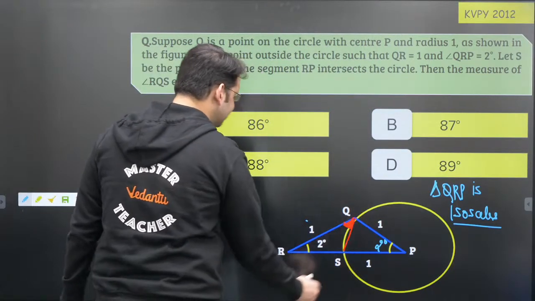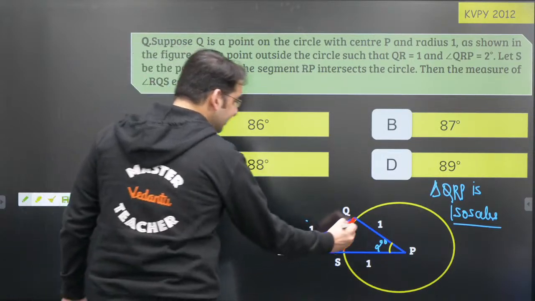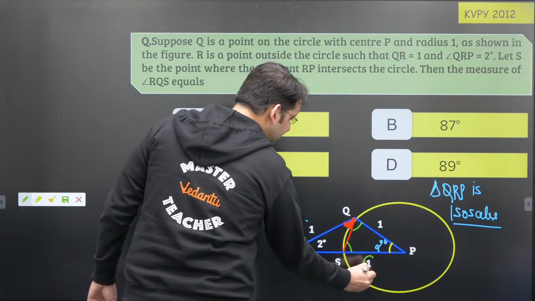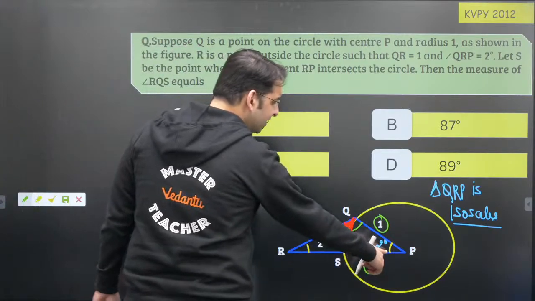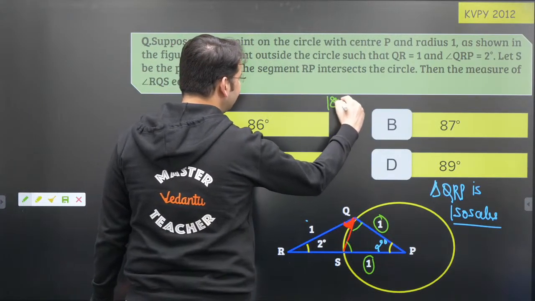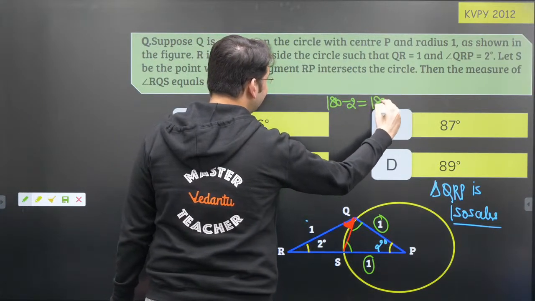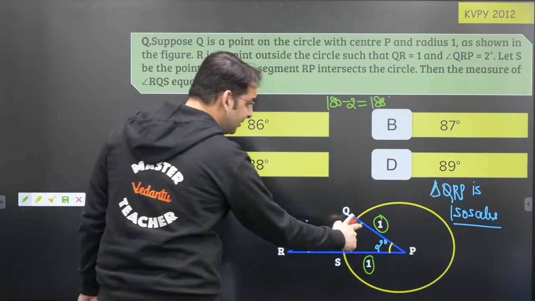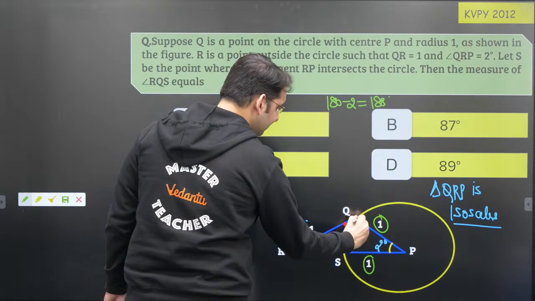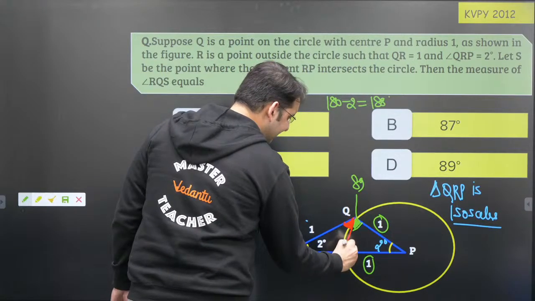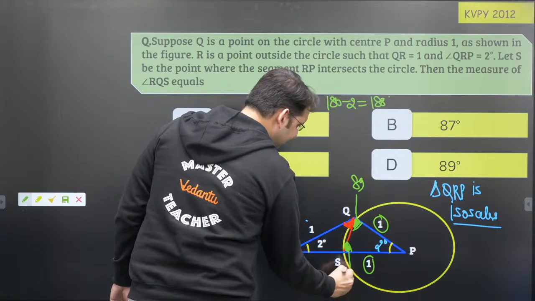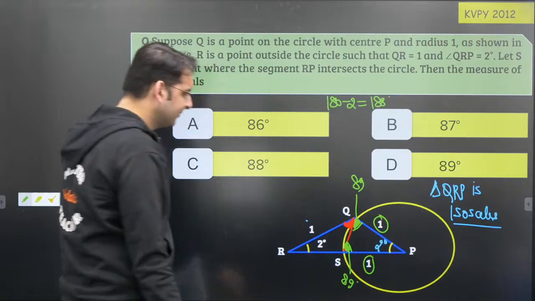Now children, if QRP is isosceles, can I also say this angle will be also equal to this angle because these two are 1. These two are 1, and 2 degrees is already gone. So what I am left with is 180 minus 2. That means 178 degrees. So 178 degrees has to be distributed equally among these two. So this will be 89, and this will be 89 as well.